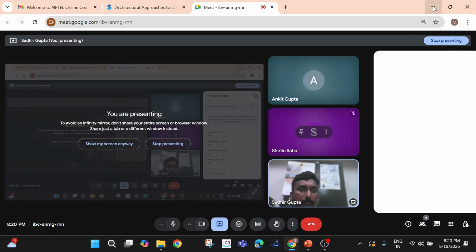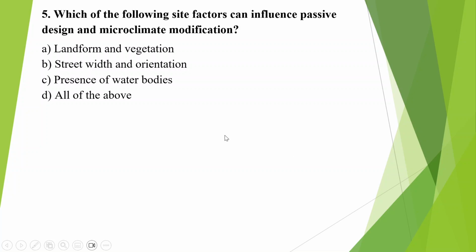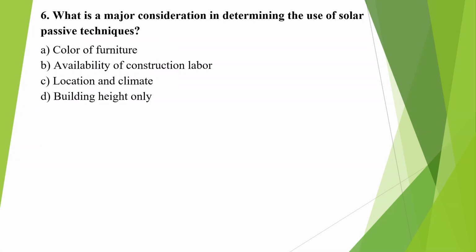5D is marked by most of you, which says all of the above, whichever have been mentioned in option A, B, C. Landform, vegetation, water bodies, street orientation can all alter the microclimate, channel breezes, and influence the thermal comfort in passive design. So all of you are going in the correct direction and understood it very well. So option D is the correct answer for this question number 5 if it is asked in the exam. So you have answered it correctly. So let's move to the sixth question then.